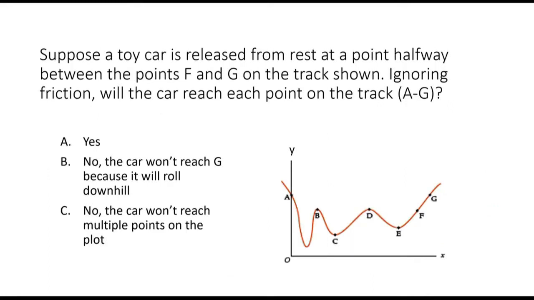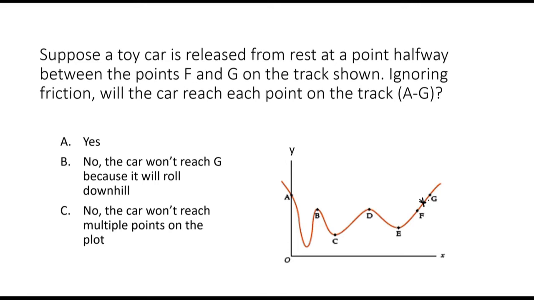All right. So let's do an example here. We have a toy car that's released from rest at a point halfway between points F and G. So over here somewhere. All right, and we want to know, ignoring friction, will the car reach each point on the track? And notice that there are two no options. So you'll have to pick both either yes or no, and then if you pick no, you're going to have to pick the appropriate explanation.